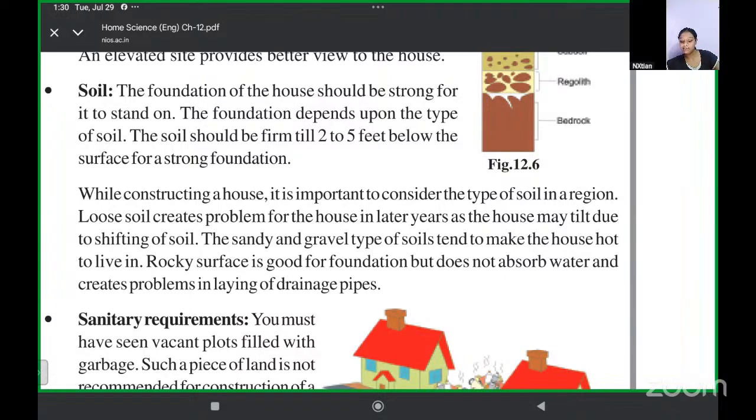Then a sandy and gravel type of soil tend to make the house hot to live in. Do you know that gravel heats up very fast? If gravel type of soil is there, it will heat up and your house will feel hot. Then rocky surface is good for foundation, but it does not absorb water and creates problems in laying out drainage pipes. So you have to check what kind of soil is there.